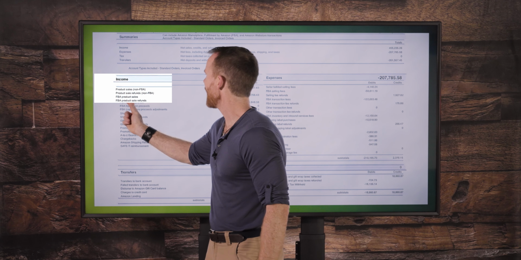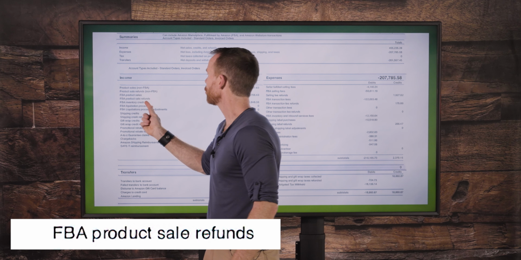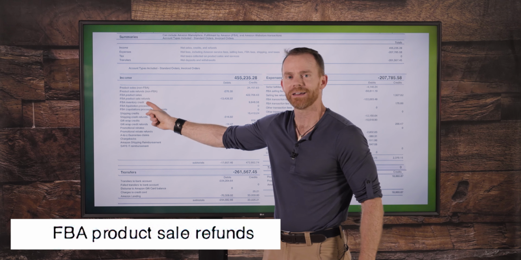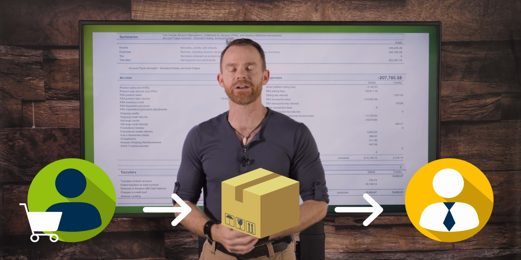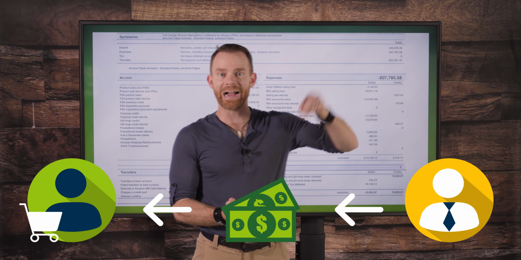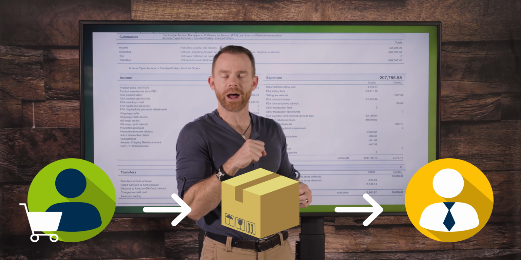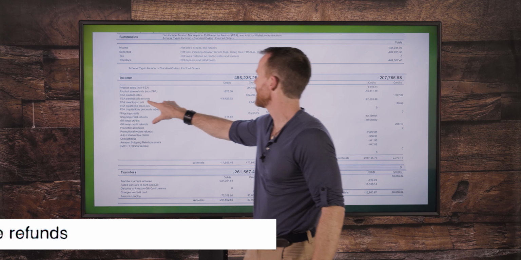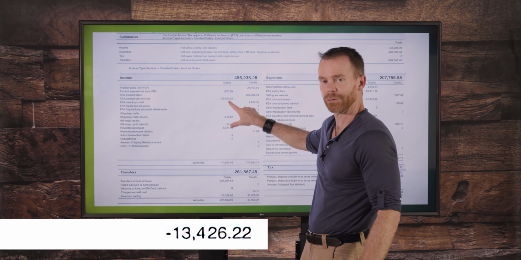And then you have FBA Product Sale Refunds. Just like the two items ago, it's the same thing. If the customer gets a refund on the product, that money comes out of your account and goes back to the customer. They return the product, you pay them back, you refund them, and therefore that is why this one is a debit on your account.